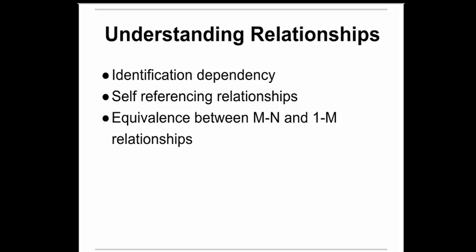So we're going to delve a little bit deeper into relationships right now and focus on 3 types of relationships: something called identification dependency, self-referencing relationships, and how many-to-many and one-to-many relationships can be made equivalent.